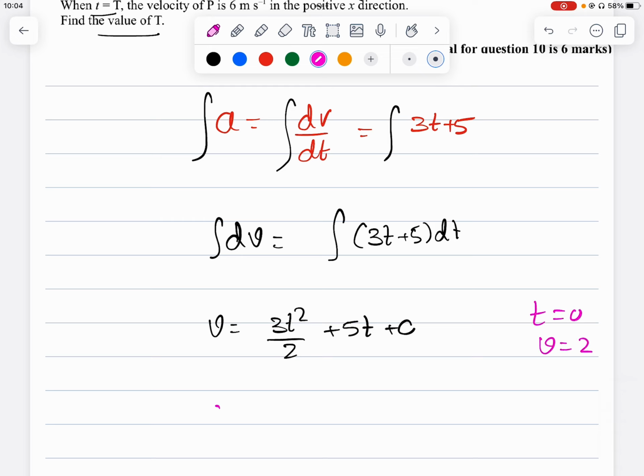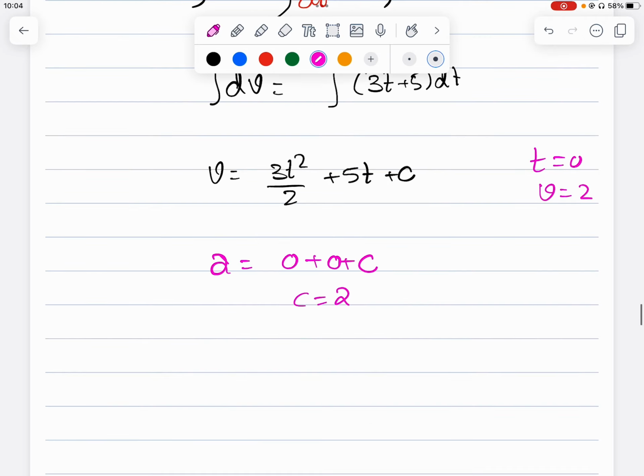Plug in: 2 equals 0 plus c. So which will give you c value as 2. So v equals 3t square upon 2 plus 5t plus 2.